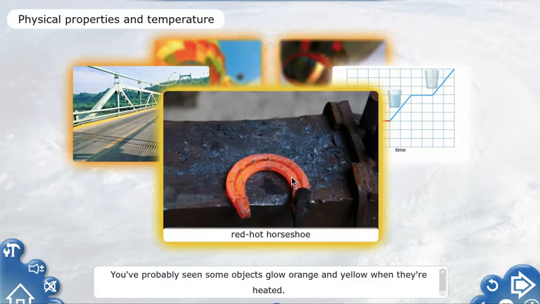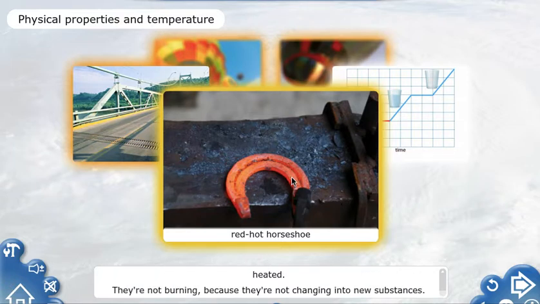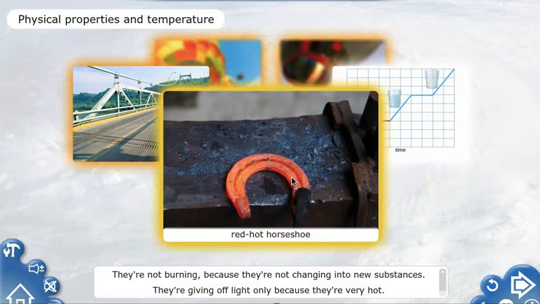You've probably seen some objects glow orange and yellow when they're heated. They're not burning because they're not changing into new substances. They're giving off light only because they're very hot.